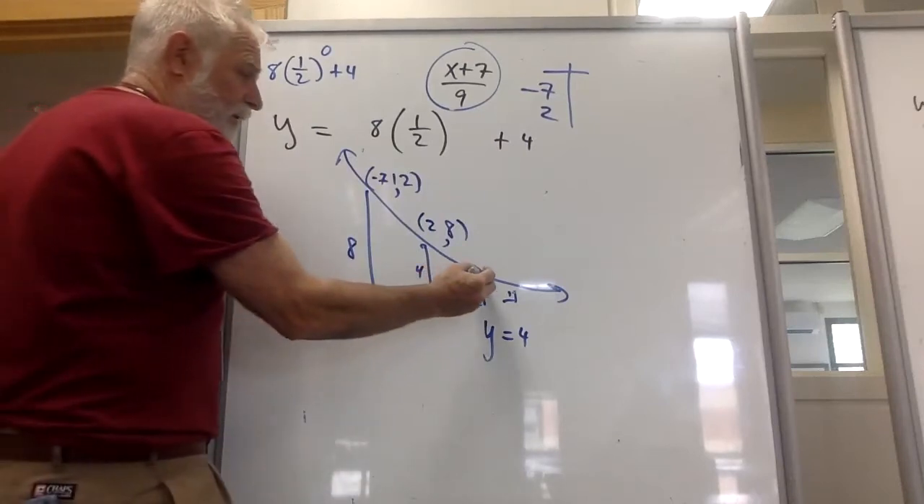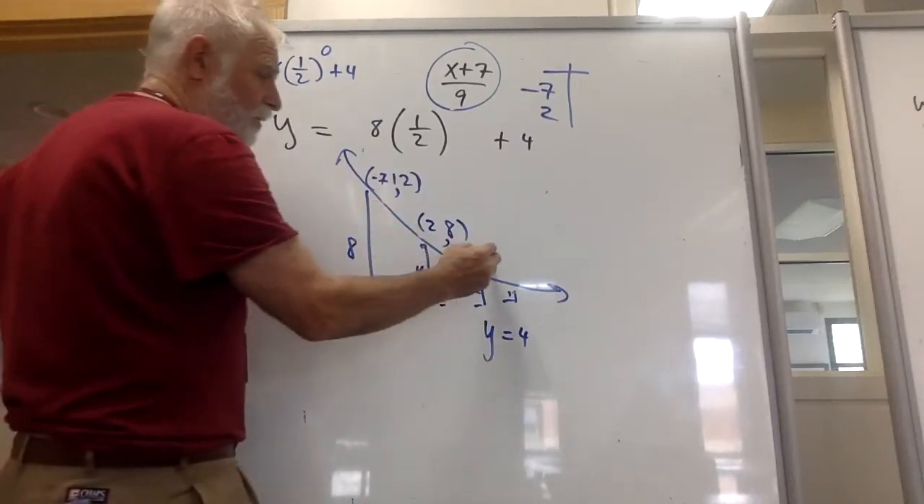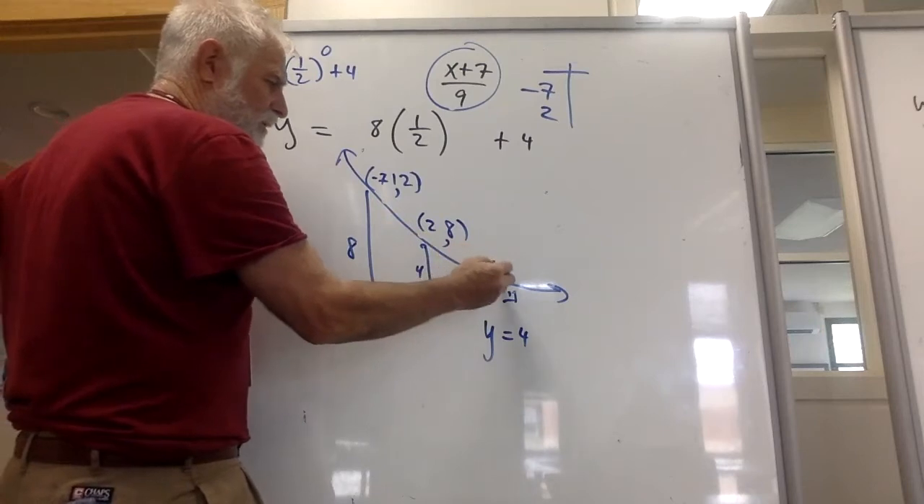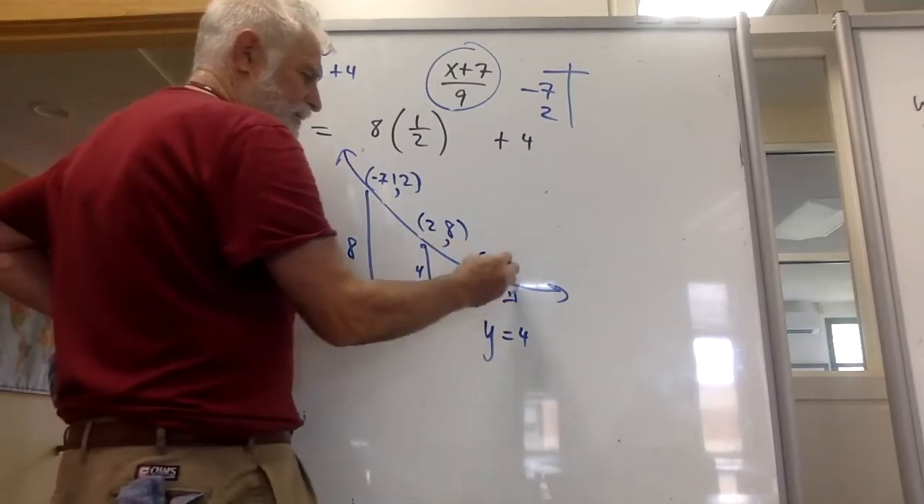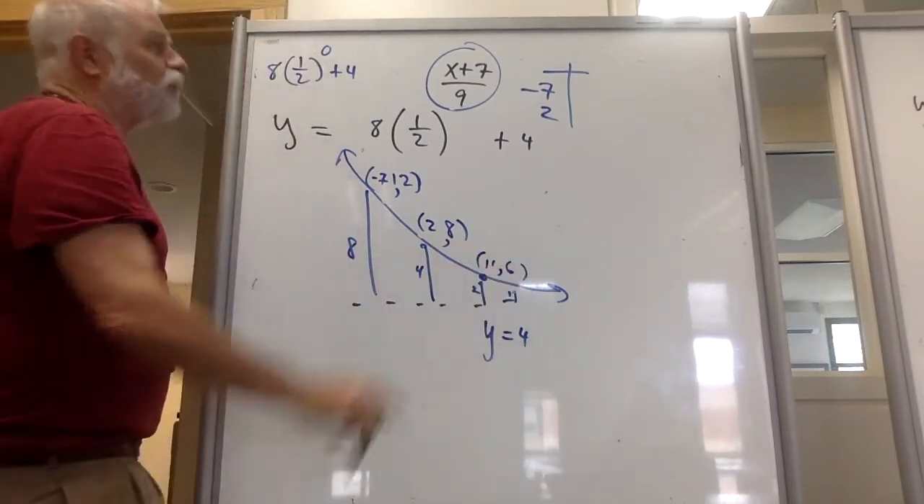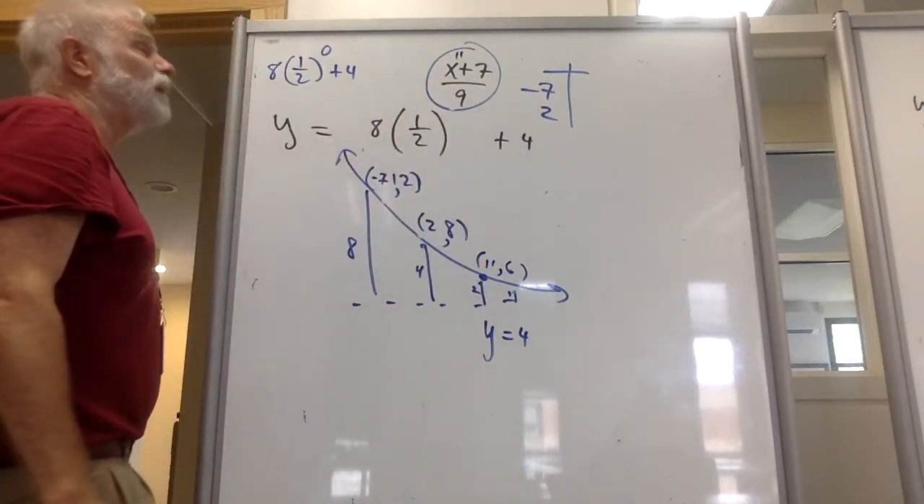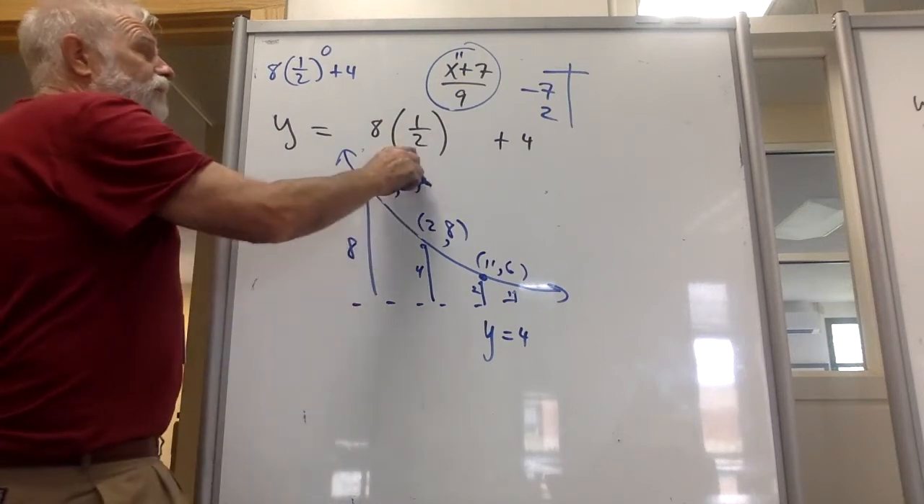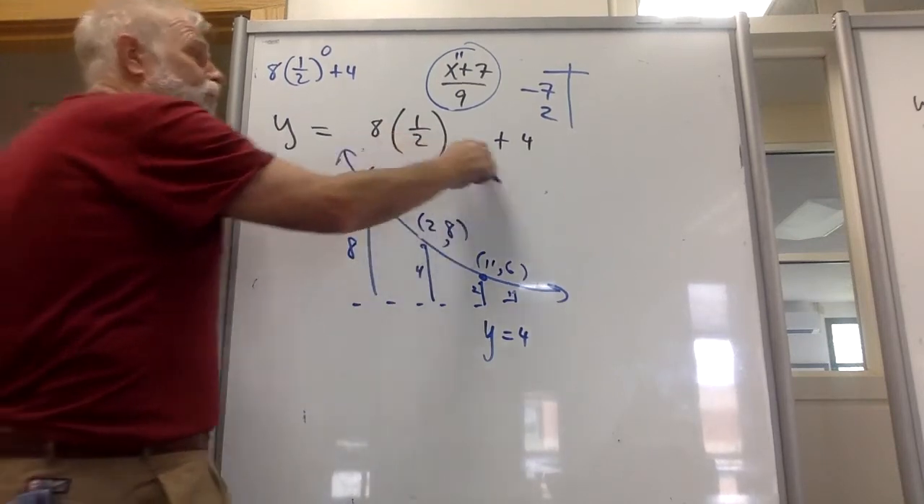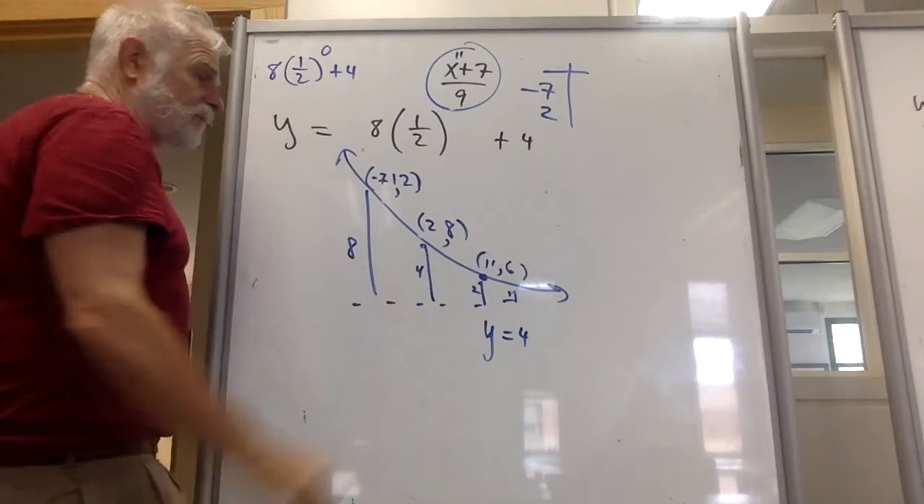And I bet you, when I put in another 9 units, that's an 11. 9 plus 2 is 11. I bet I get 6. Yeah, let's put an 11 in, see if we get 6. 11 plus 7, 18 divided by 9, that's 2. 1/2 to the 2 is 1/4 of 8. Yeah, that's 2 plus 4. That's what that is, all right.